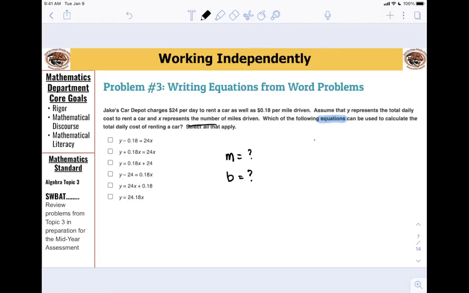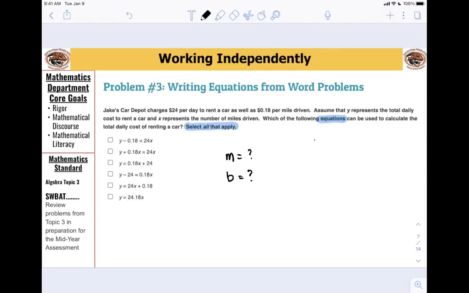Cool. Select all that apply. So how many at least do I have to have down? At least how many? 2 or more. Yeah, 2 or more. So I need at least 2. All right, so let's begin.